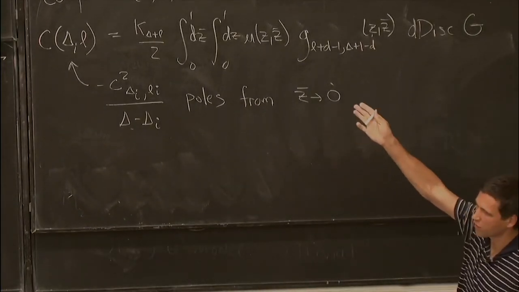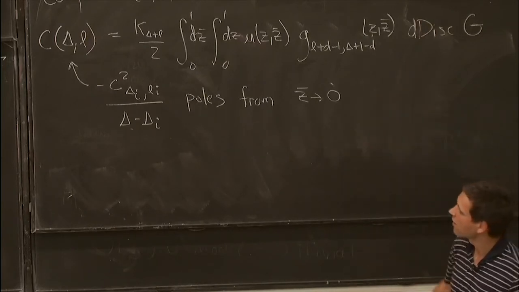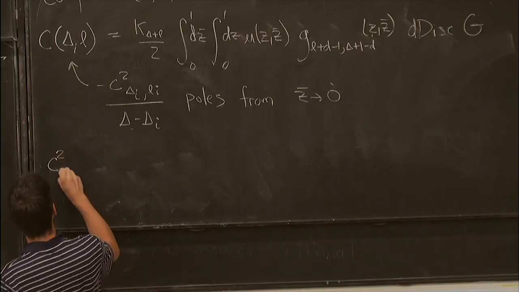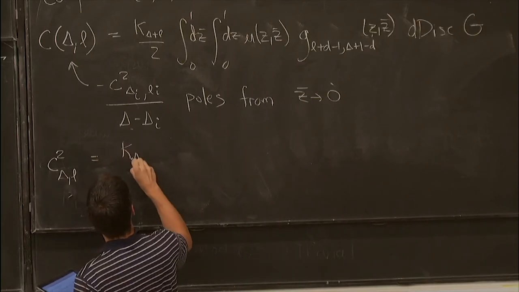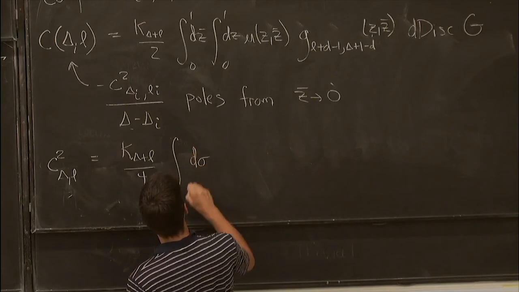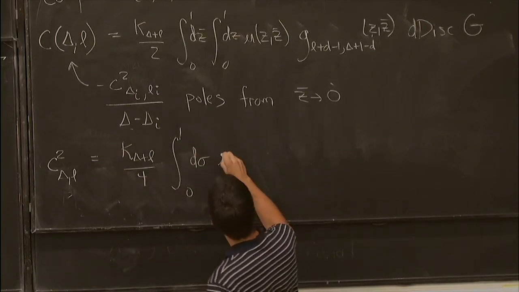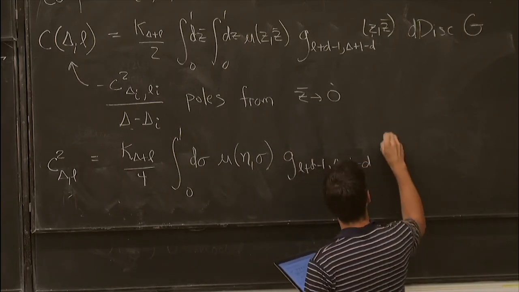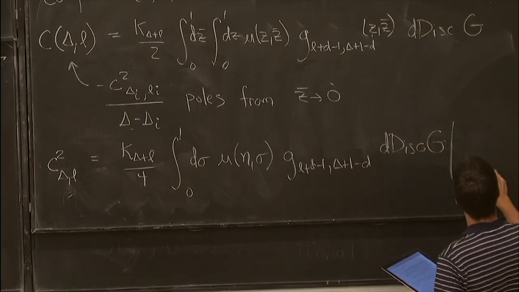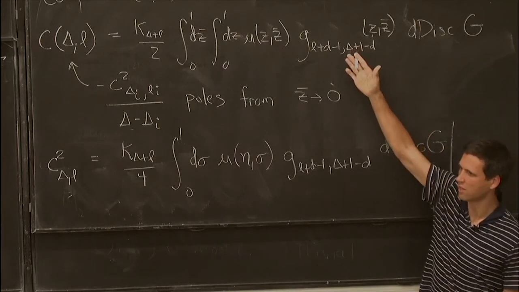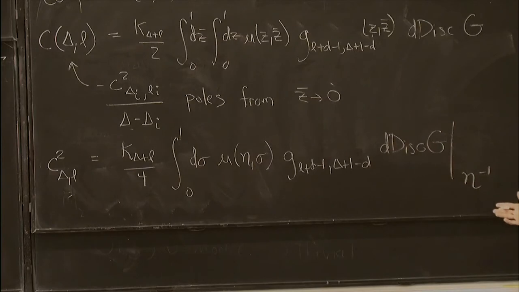If we're allowed to do an expansion, if we're allowed to look at the integrand and expand in z bar, then what that means is these poles have to come from particular powers of z bar that are showing up there. So the physical OPE coefficient c squared delta L is kappa of delta plus L over 4. And now I'm going to translate into these sigma eta variables, d sigma 0 to 1, mu of eta sigma, g of L plus d minus 1, delta plus 1 minus d, times d disk. And the poles come from the small z bar region of this integral. So if you want to get the appropriate pole, you have to look for the appropriate power of z bar in the integrand, and that corresponds to just picking off the eta inverse term.